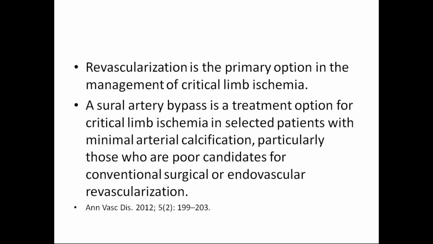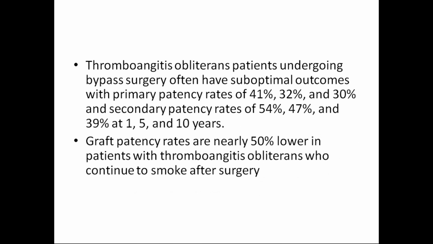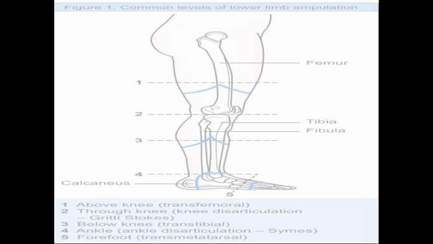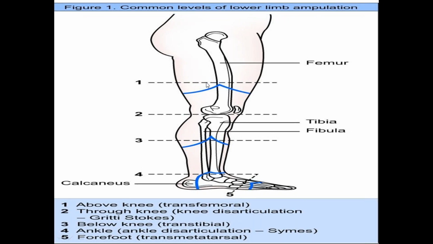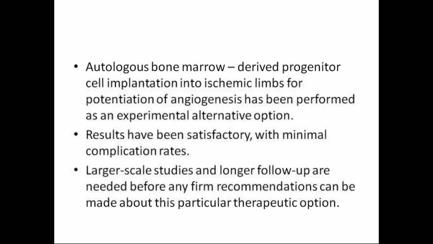Okay, chemical sympathectomy is again one option. Bypass surgeries are really very bad. The graft survival is very bad. It is not really recommended for anyone. So this is how amputation is done. Any vessel involvement above the knee, transfemoral, but now it is at number 2, through-knee disarticulation. It is also now being done very commonly. It's called Gritti-Stokes. So below-knee, ankle Syme's operation, forefoot transmetatarsal operations are also done.